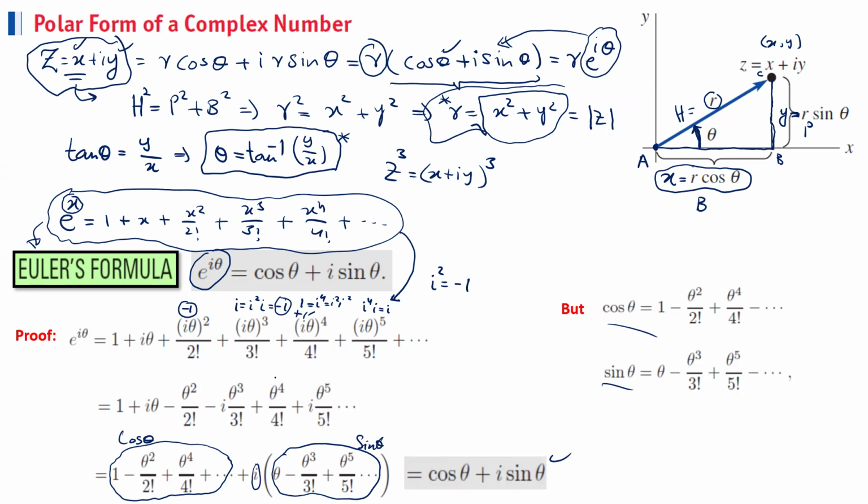So this is the Euler formula, and this is an extremely important result. This will make life really easy for us while we are doing complex algebra in future.